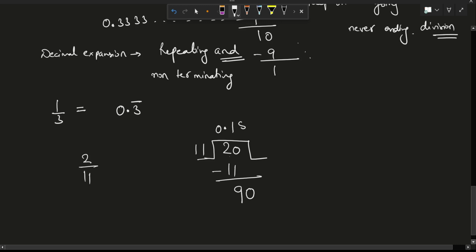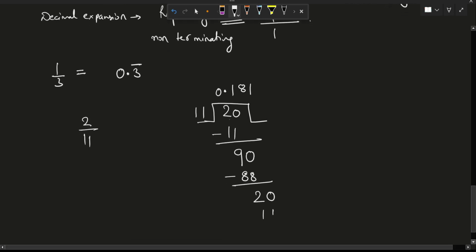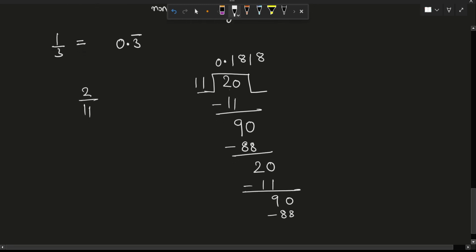So we'll go by 8, 18. 11 eights are 88, subtract, you will get 2 over here, then put 0, then again it will go by 1. I'll get again 11 minus 9, again put 0. So again it will go by 8. You will again get 88 minus. Now if you see, again 2 came. So the same step will repeat.